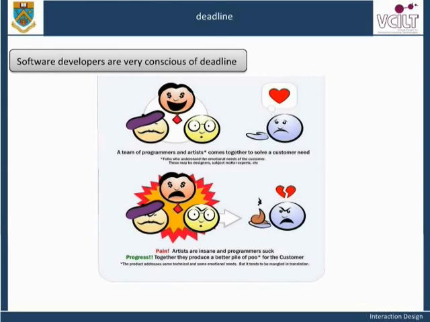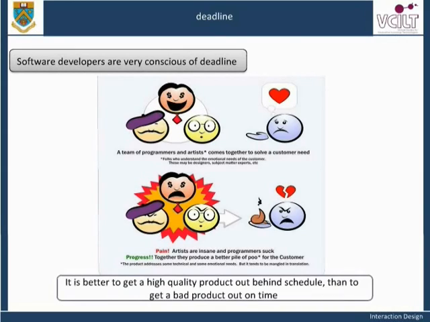However, Cooper argues that this determination to get a product out, no matter what the quality, on time, distorts priorities. In the long run, he argues, it is better to get a high-quality product out behind schedule than to get a bad product out on time.